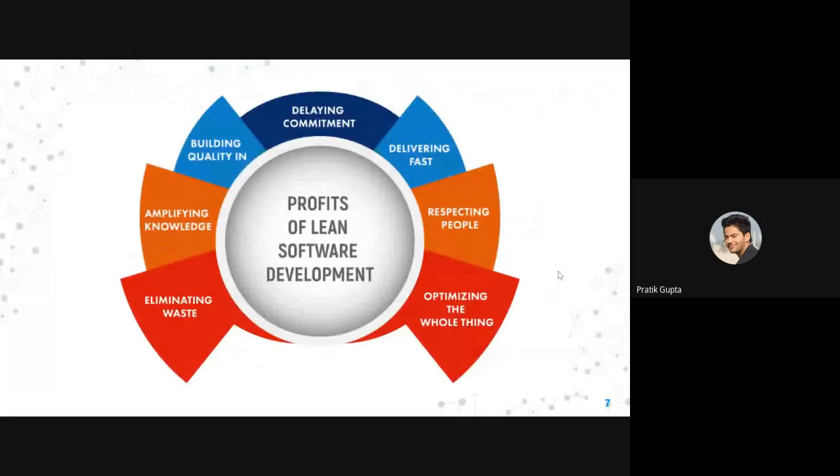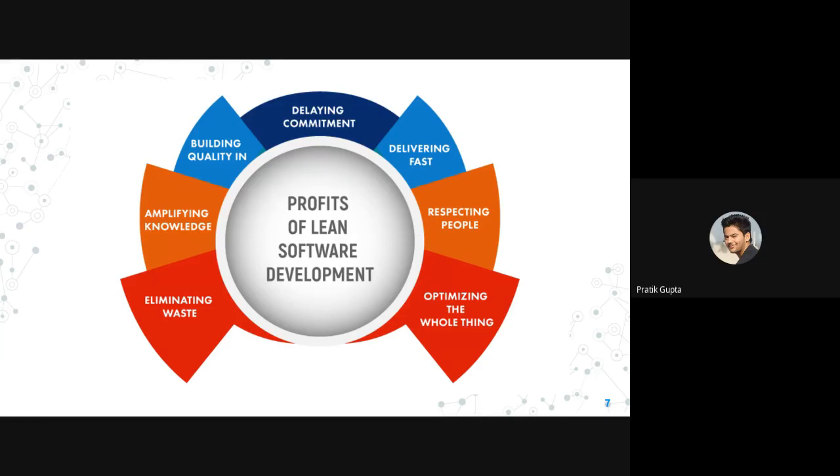Okay. Another thing is, there are some benefits of lean software development: eliminating waste, amplifying knowledge, building quality and integrity, delaying the commitment, delivering fast, respecting people, and optimizing the whole. I have already talked about eliminating waste, only keeping those features which are required. Amplifying knowledge means you should take feedback from everyone, you should approach as many people as possible. You can take feedback from the UI UX designer of the website, from the developers, from the testers, from the clients, from the stakeholders, or from the venture capitalists.